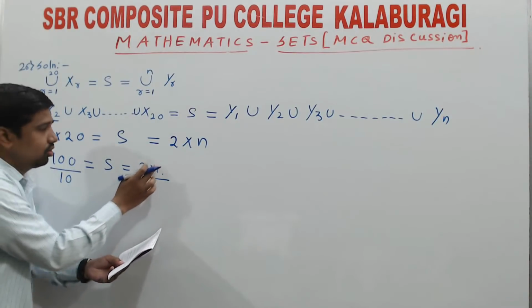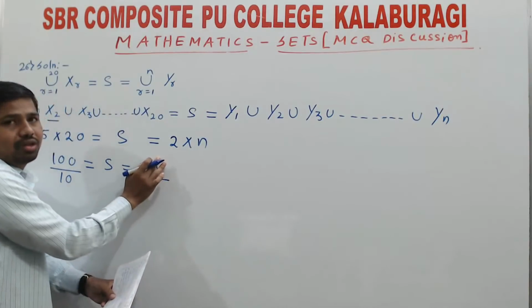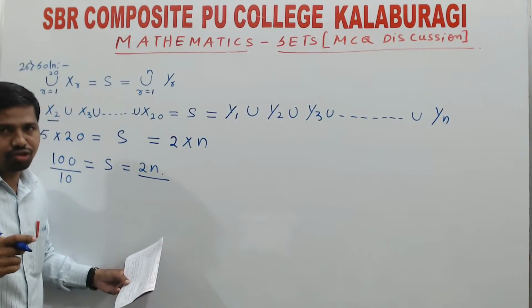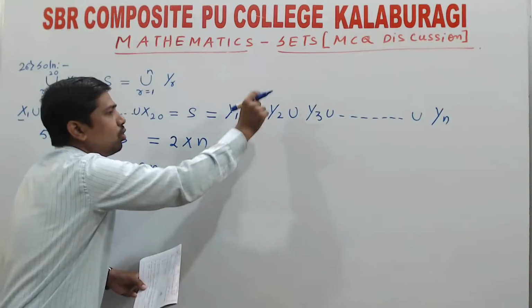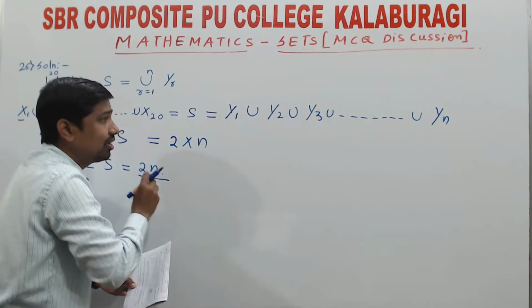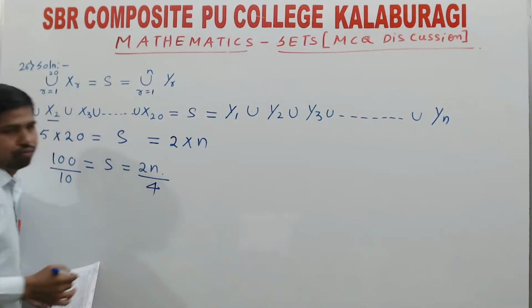Again, what is given: 10 of the Xr's and exactly 4 of the Y's. So in the union of these sets, we have 2n elements, and each element is present in 4 of the Y's. So one element, if I take among these 2n elements, that single element is present in y1, y2, y3, y4, or y2, y3, y4, y5. So that single element is present in 4 of the Y's. So I should divide it by 4.